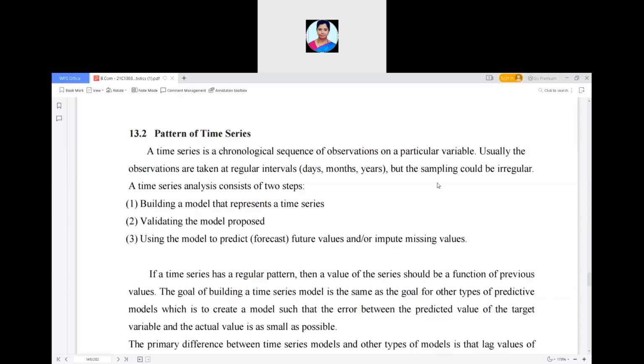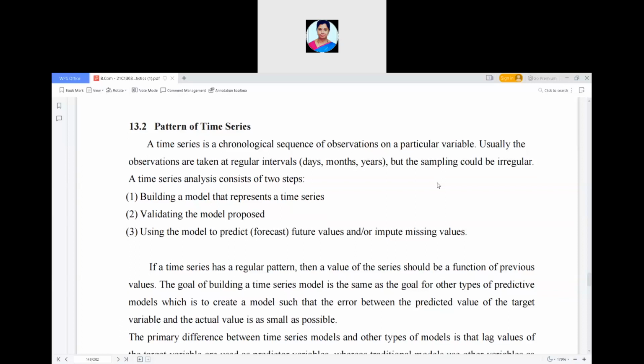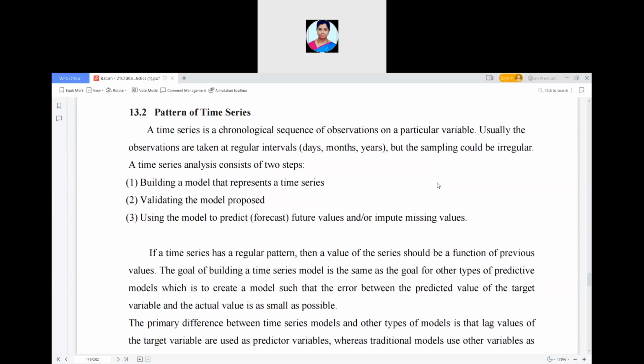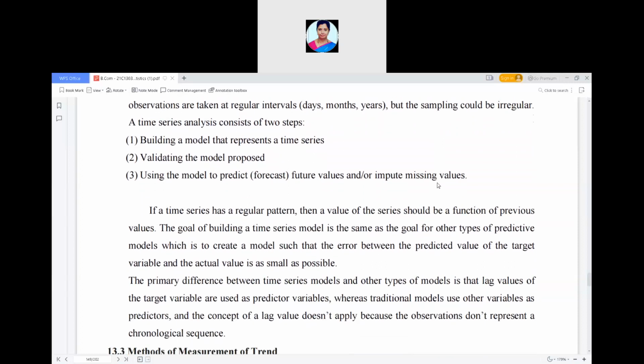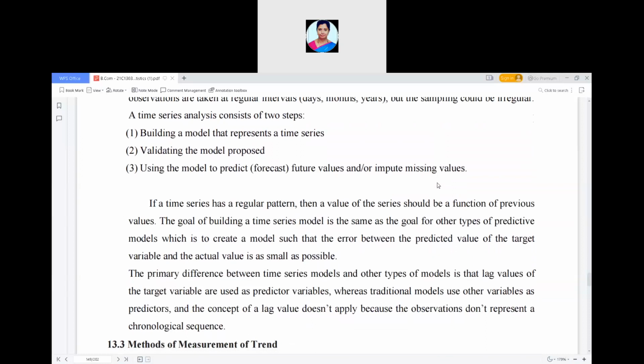Here, if a time series has a regular pattern, then the value of the series should be a function of previous values. The goal of building a time series model is the same as the goal for other types of predictive model, which is to create a model such that the error between the predicted value of the target variable and the actual value is as small as possible.